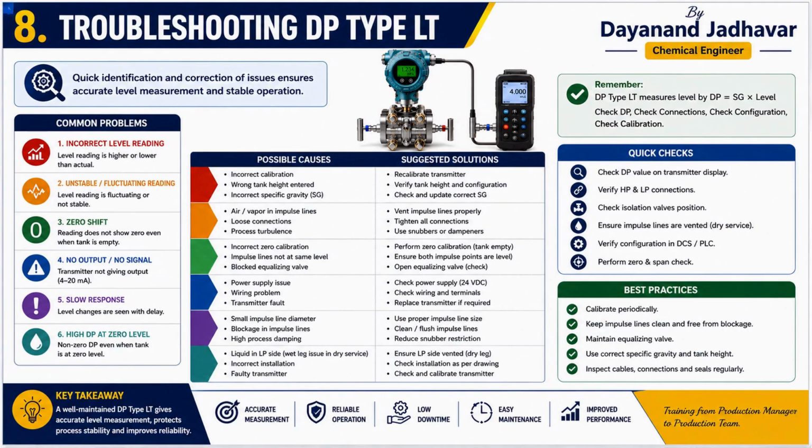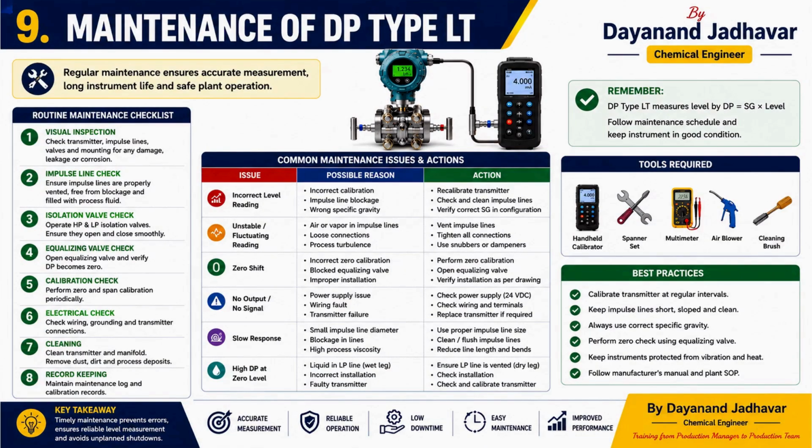Dry leg is used when vapor does not condense. Wet leg is used when vapor can condense, such as steam or solvent vapor service. Now, installation. Proper installation is very important for accurate measurement.